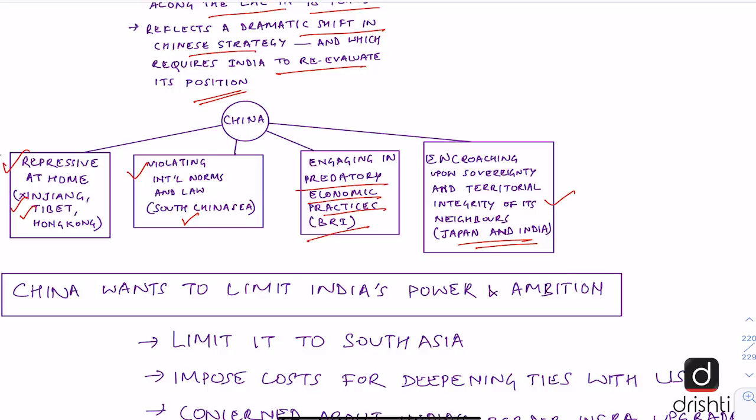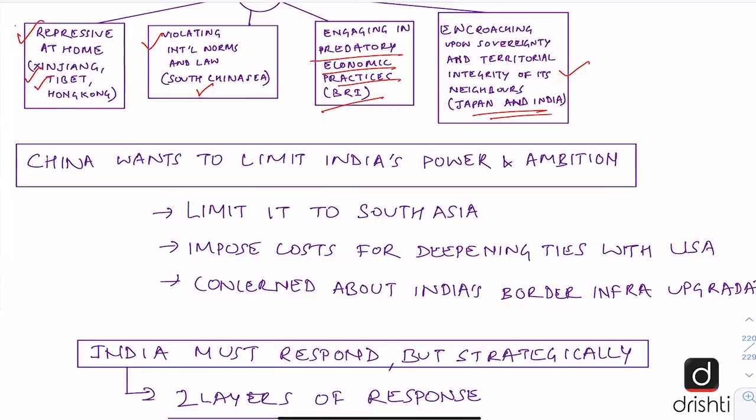Xinjiang and Tibet, and also with the autonomy situation in Hong Kong, where the autonomy of Hong Kong is being eroded step by step. As far as China-India relations are concerned, China wants to limit India's power and ambition, and it wants India to be limited to only South Asia. It does not want India to rival it as a global power. Also, it wants to impose costs on India for deepening ties with the USA.